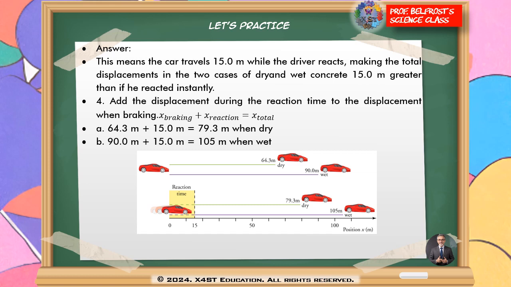So 50 meters is while the driver reacts. It will make the displacement 50 meters greater than if we could react instantly. So how much displacement do they need to prepare? That is the braking and the reaction added together. When dry, it will give us 79.3 meters, and when wet, it is 105 meters.